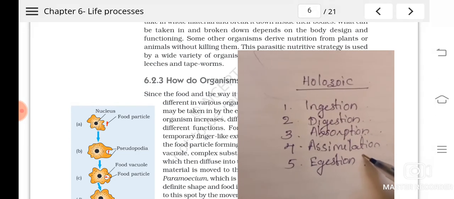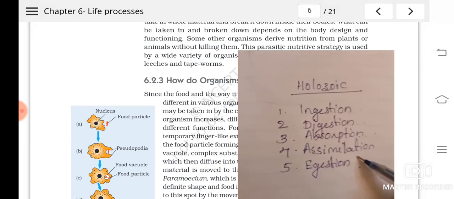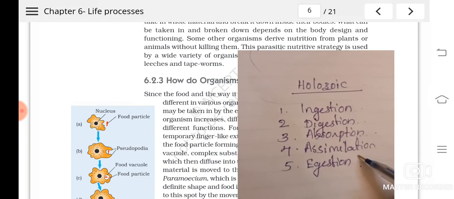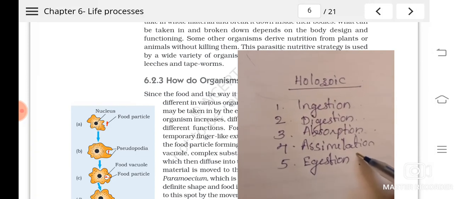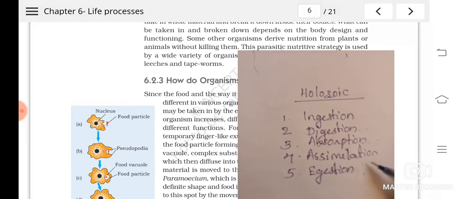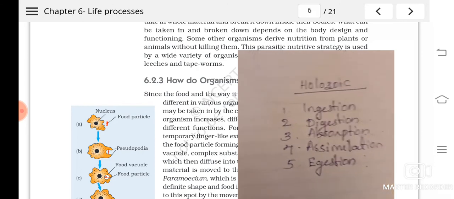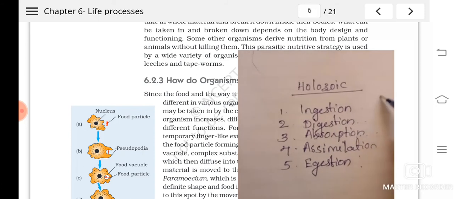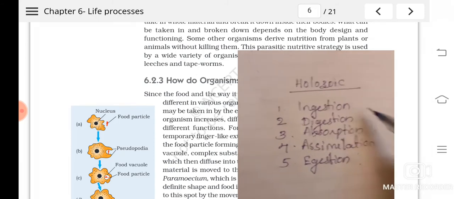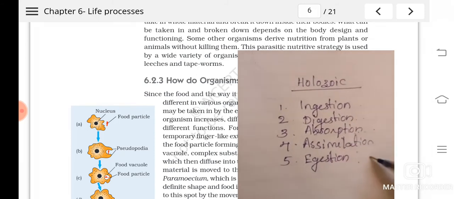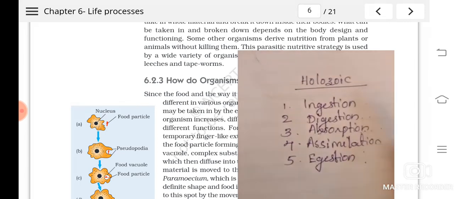Assimilation means making use of the food, utilizing the food for various purposes. What for are we eating food? For getting energy and also for growth. So that process is called what? Assimilation. Egestion means the process of expulsion of waste materials from the body. So these are the various steps of holozoic nutrition.